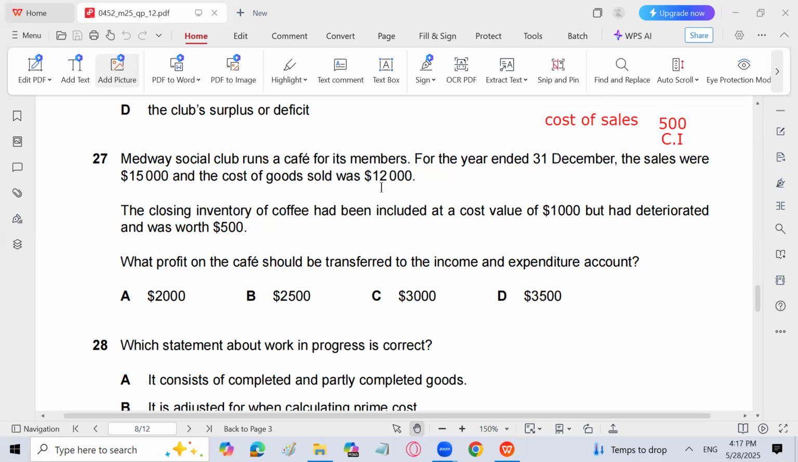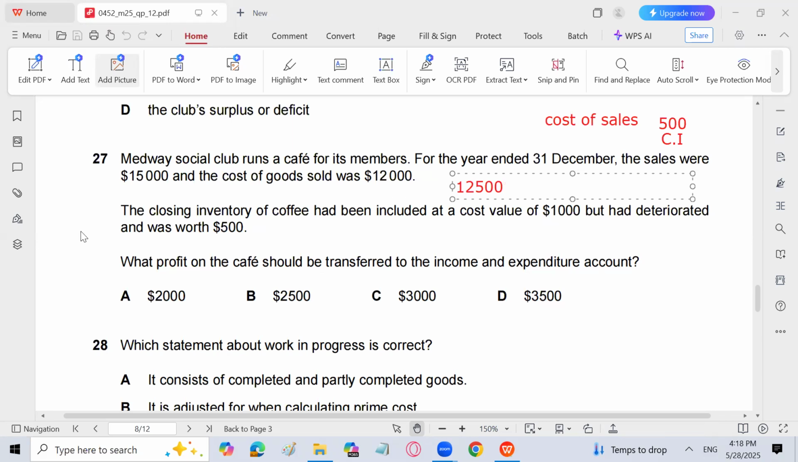So either we have to increase cost of sales, because we have subtracted, cost of sales has decreased, and because of that profit has increased by 500. So either you do 3,000 minus 500, or it is a better way to correct cost of sales, because inventory was 1,000 as we recorded, but it was 500 actually. So 500 has been more subtracted from cost of sales. So the cost of sales will be 12,500. So the trading profit is going to be 2,500. B is the answer, which is transferred to the income and expenditure account.